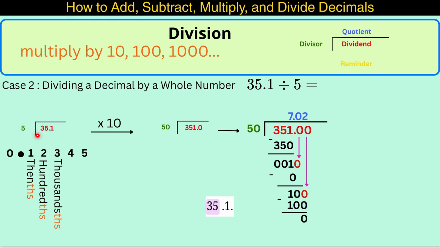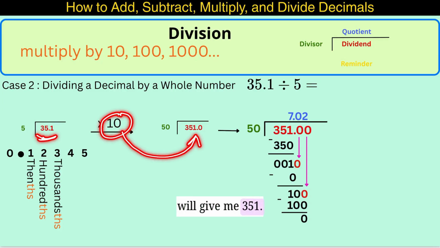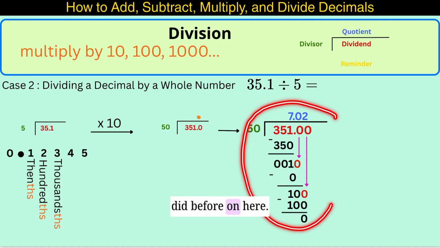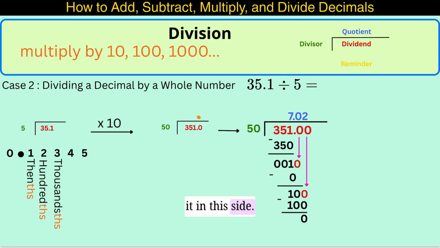So 35.1, when I multiply it by 10, will give me 351. Same thing again, add a decimal point and 0. Then I'm going to line up my decimal point. And here, 5 times 10 will give me 50. Now I will do the same thing I did before on here. Then I will explain it on this side. Again, 351.0 divided by 50.